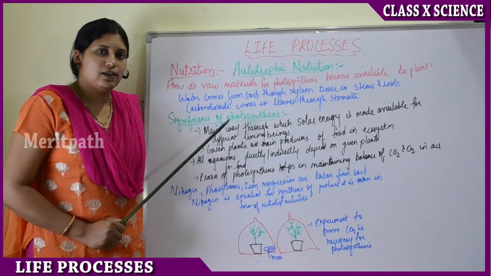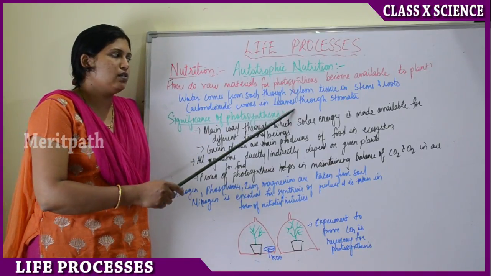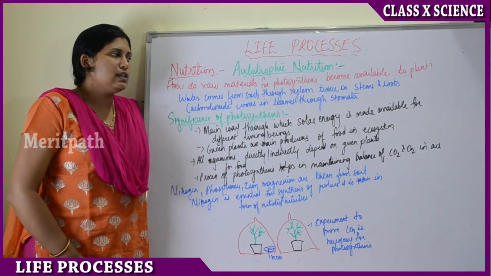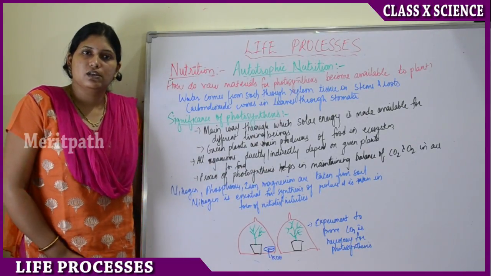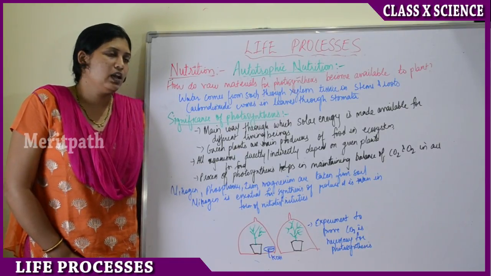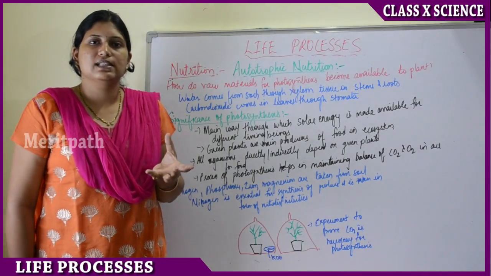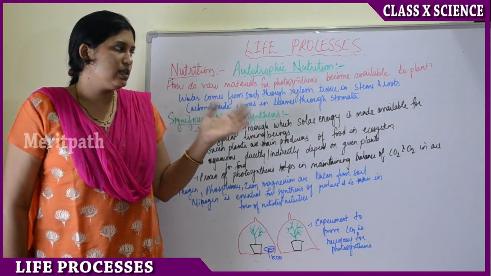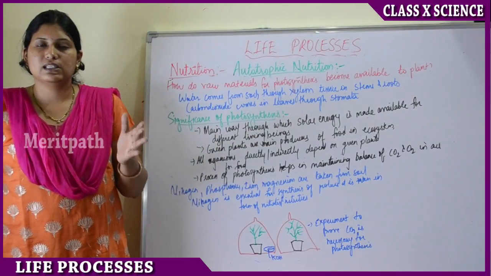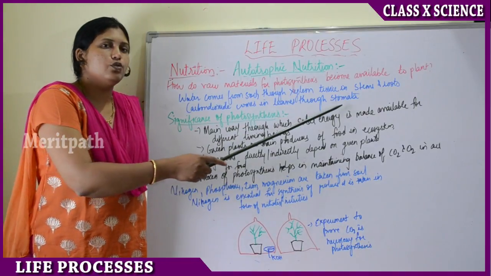Next is carbon dioxide. Carbon dioxide comes into leaves through stomata. So stomata are the pores which are present on the leaves. These stomata contain guard cells, which help the stomata open and close. These guard cells are involved in the gas exchange process of the plant, and these are present in the leaf. So carbon dioxide comes into the leaf through stomata.